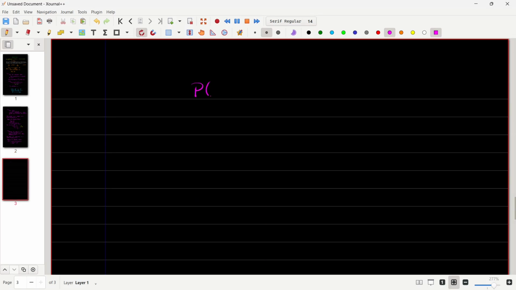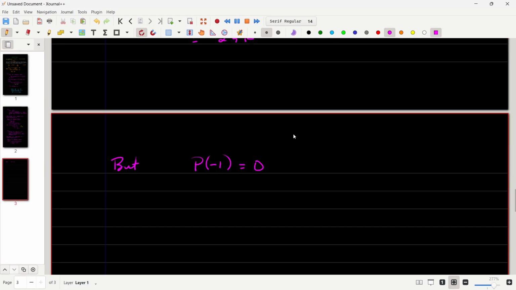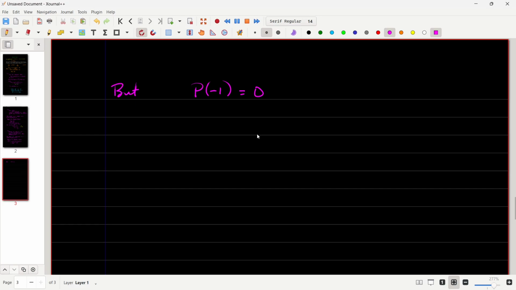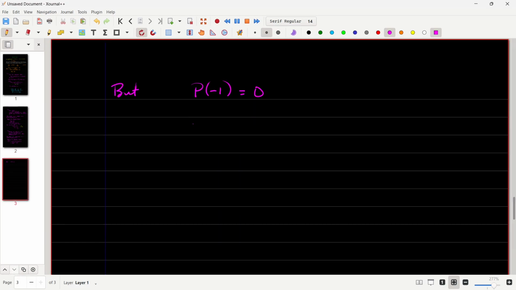Now, p evaluated at negative 1 is supposed to be equal to the remainder of 5, right? But p of negative 1 is equal to, oh, not 5, sorry. I think it's 0. Let me just make sure. The remainder, yeah, remainder is 0. So p of negative 1 is supposed to be equal to 0. That means 2 plus k is equal to 0.